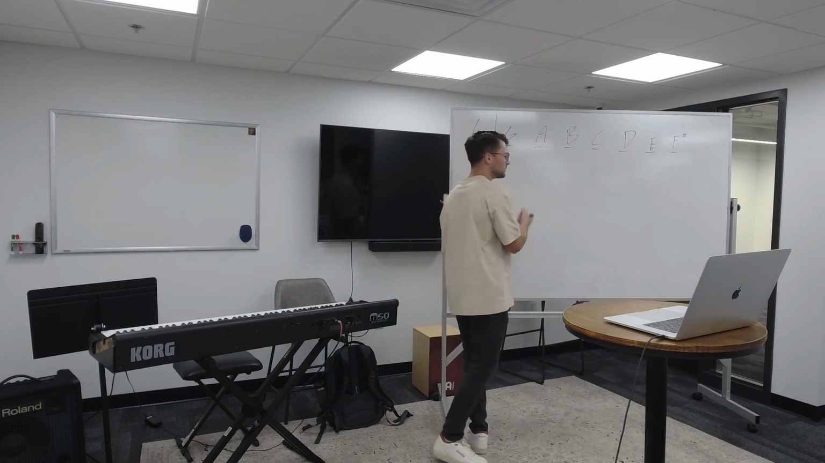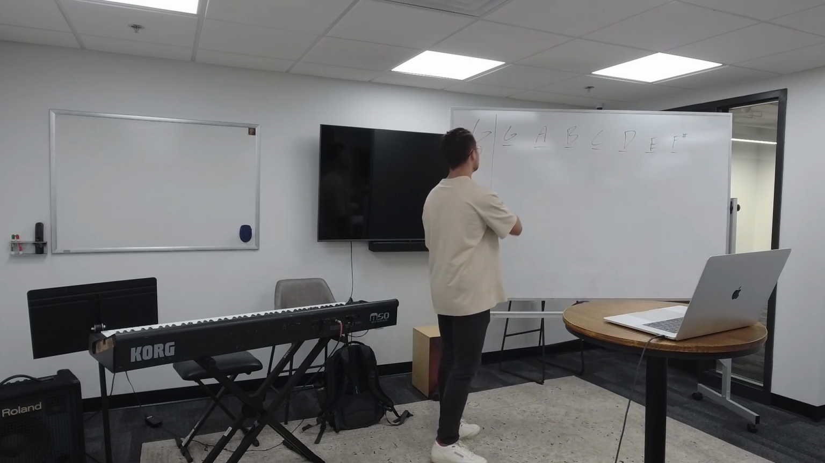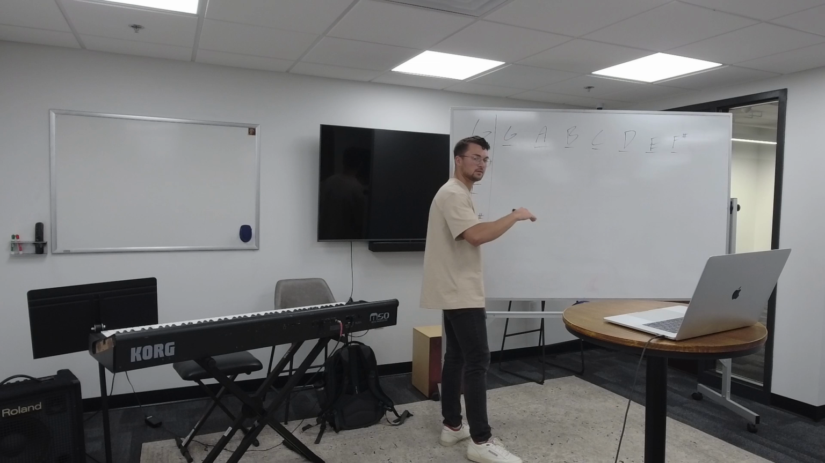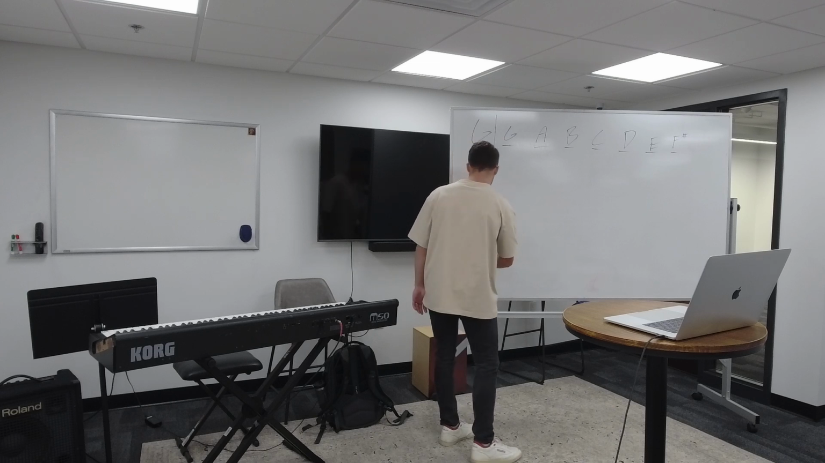What's the second key? B. Let's just list them all. Third key, F. Fourth key, F sharp. Is there a fifth key? Yes, A flat. Is it listed as A flat or G sharp? It's A flat. Great.